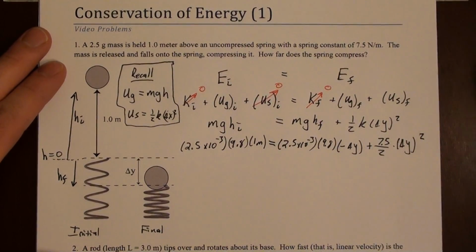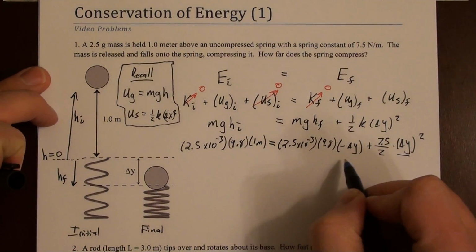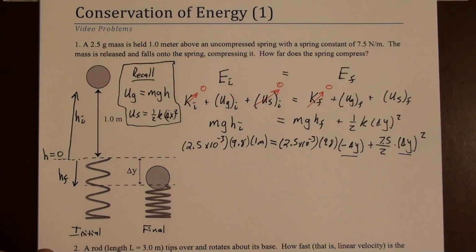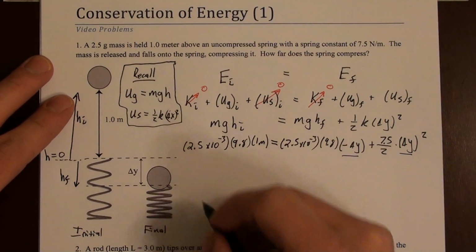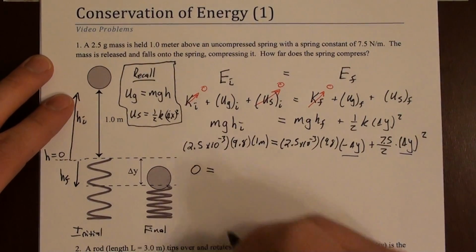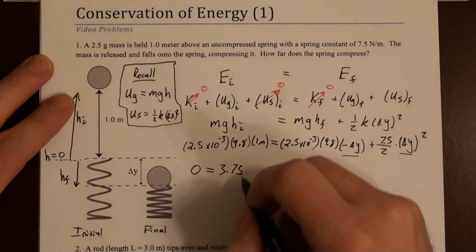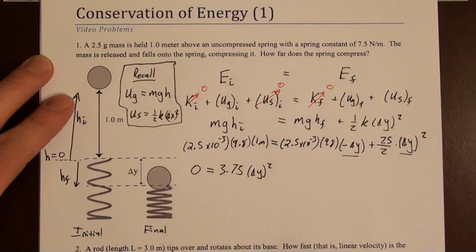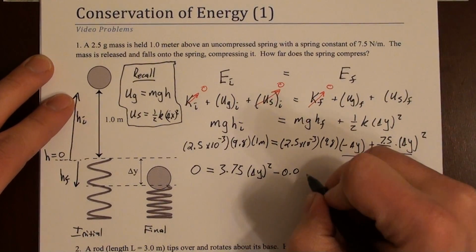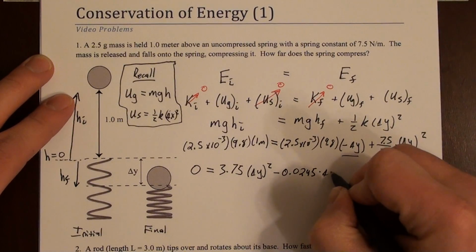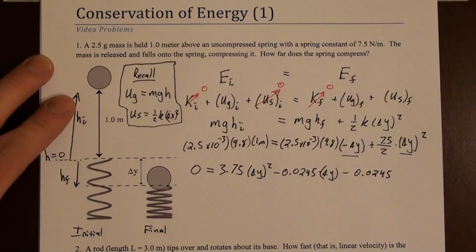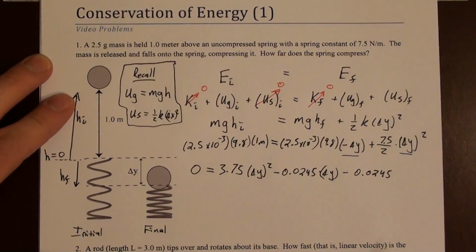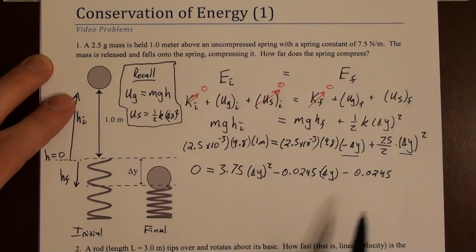Okay, so the only thing we don't know here is delta y, and it shows up twice. Once as a square and once to the first power, and then we have a constant term on the other side. So we're going to rearrange this and solve a quadratic equation. If we multiply this out and move the constant to the other side, we can write 0 equals 3.75 times delta y squared minus 0.0245 times delta y minus 0.0245. I've left off units here for convenience. It's a good idea to multiply that out, but if we did everything right in this step, these numbers should all work out to the correct units.